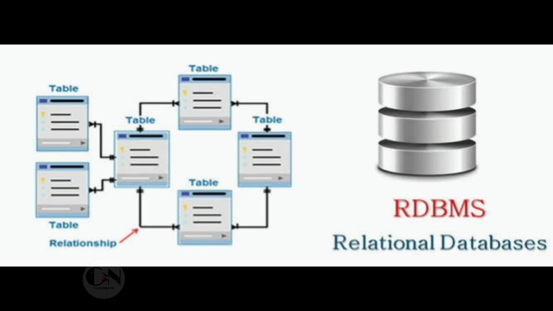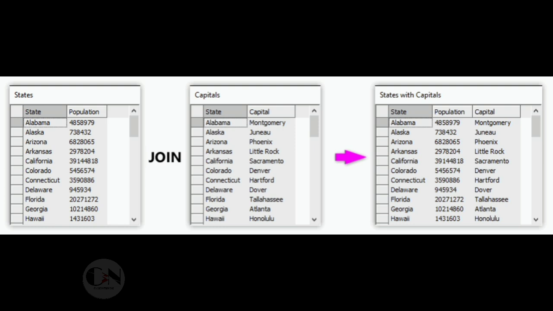We know that SQL is a programming language that is used to interact with relational databases. In a relational database, data is stored across multiple different tables, and all of these tables are related to one another in one way or the other. For example, we have a table of states with the name of each state and various other attributes, and another table with a list of states and their capital cities. If we want to fetch the data of states with their capitals, then we will use a join statement.